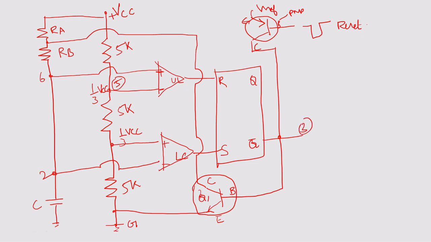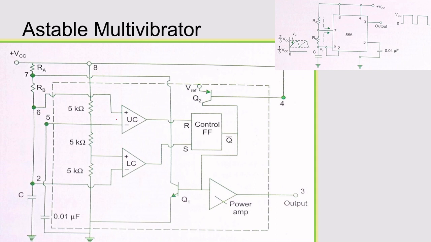Now we will see the working principle of the astable multivibrator. First I will explain the basic scenario, next I will explain the table. Initially, consider this is Q. So Q will be 0 and Q bar will be 1. Q bar being 1 means the transistor Q1 will be on. If Q1 is on, the transistor is operational, that is, it is in the on state.